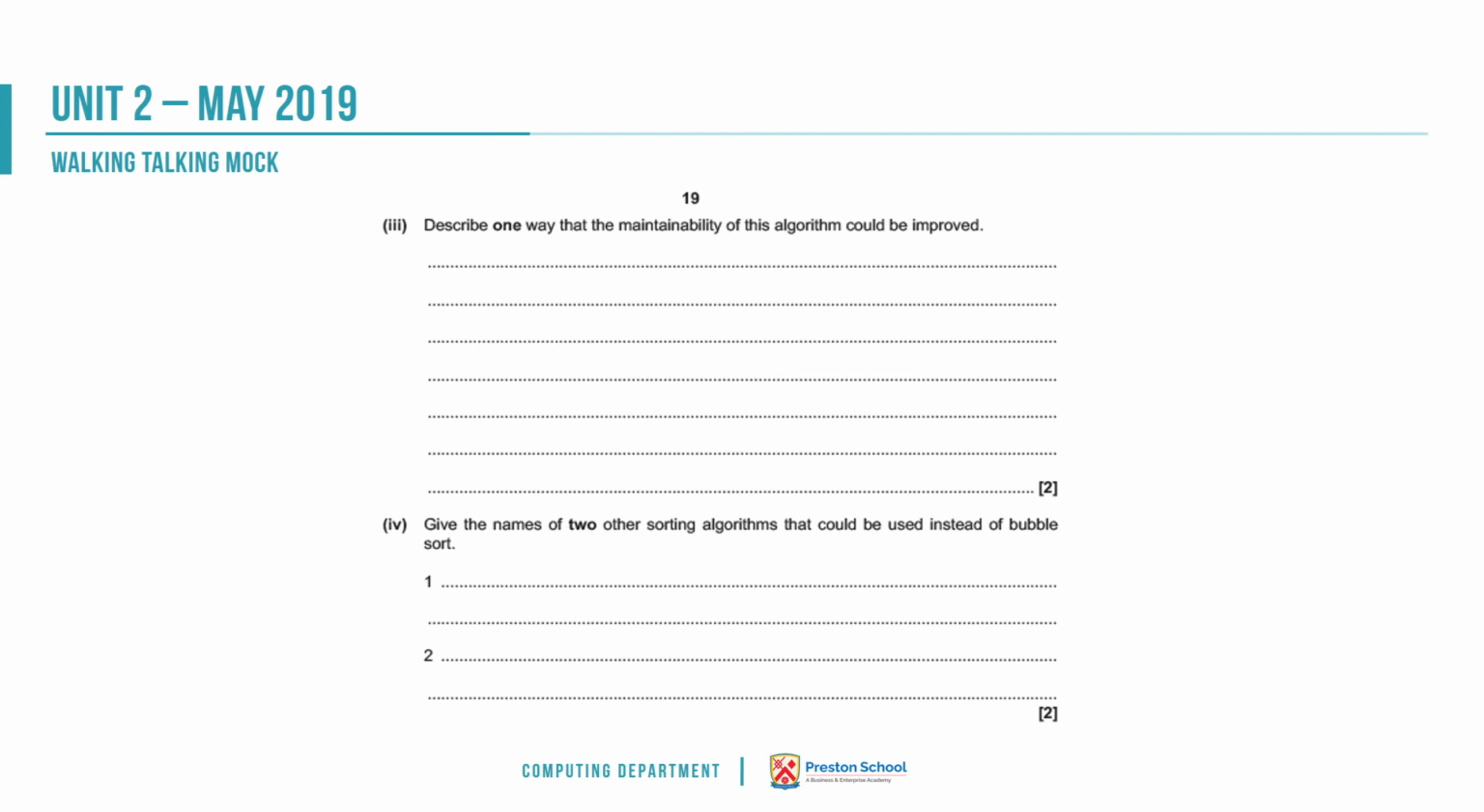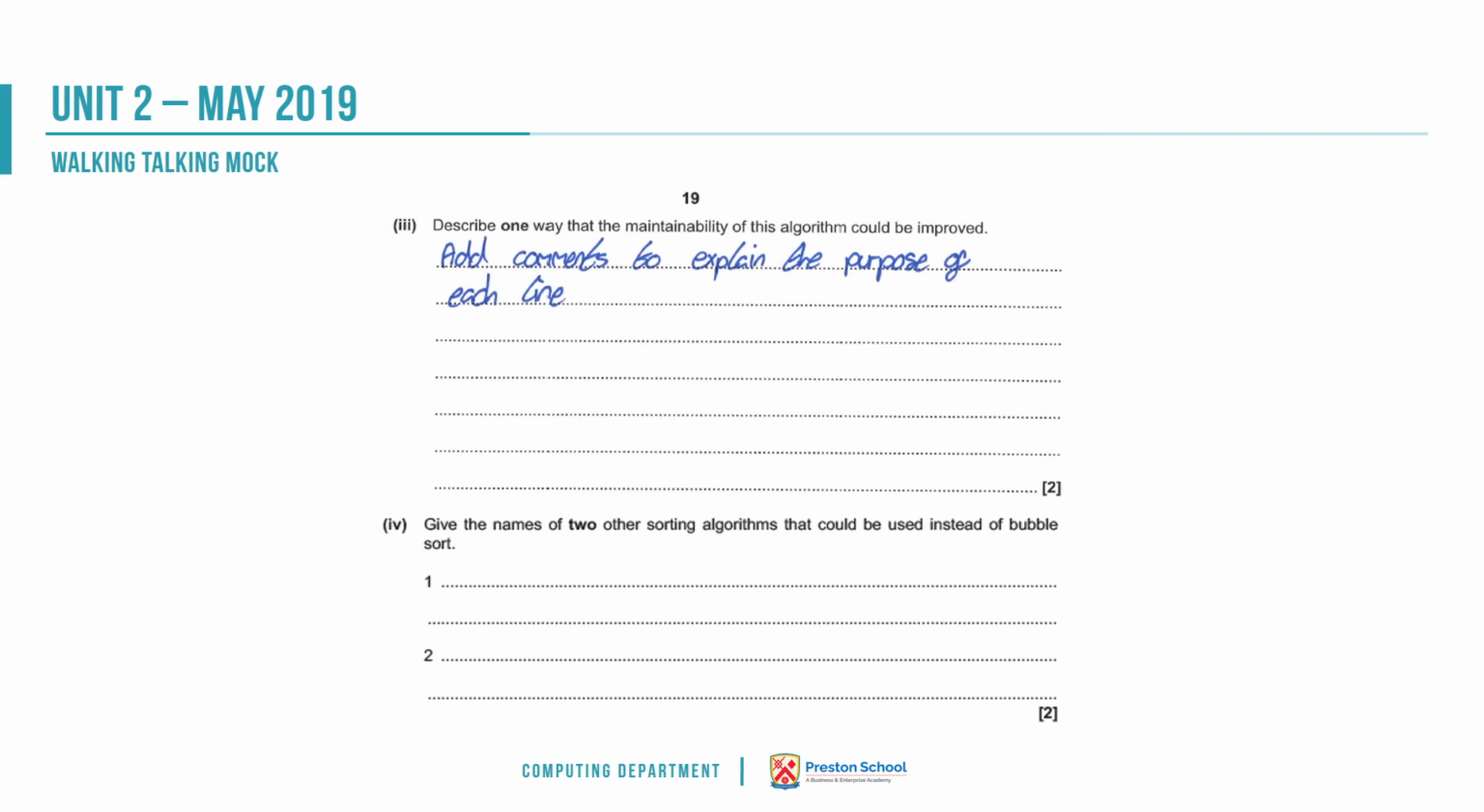Describe one way that the maintainability of this program could be improved. If ever we're asked about maintainability, we've got comments, sensible variable names, some sort of modularization, for example functions, or indentation as our option. Now we can't pick indentation here because the code was really well indented. Get any others. So I'm going to go with add comments to explain the purpose of each line.